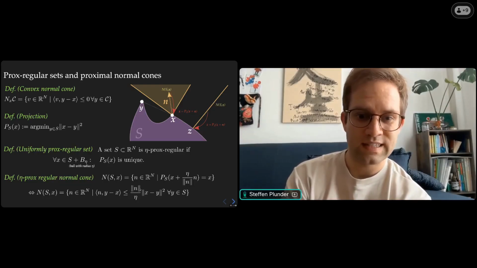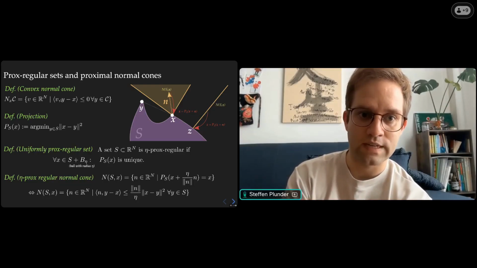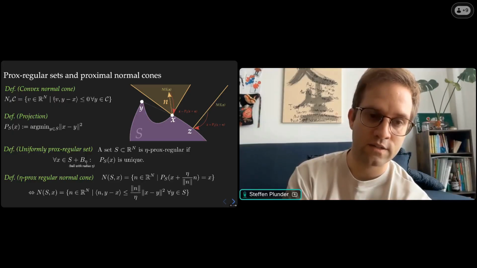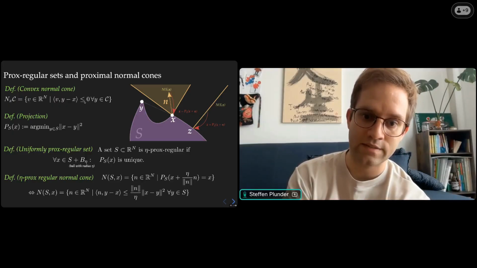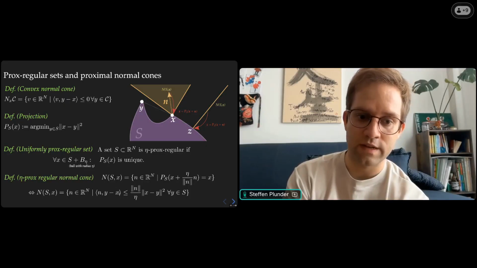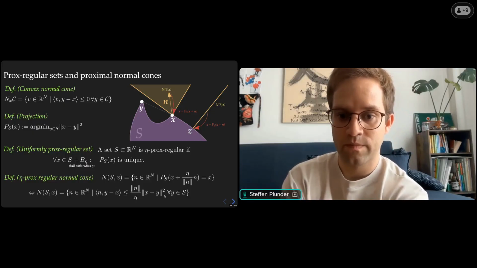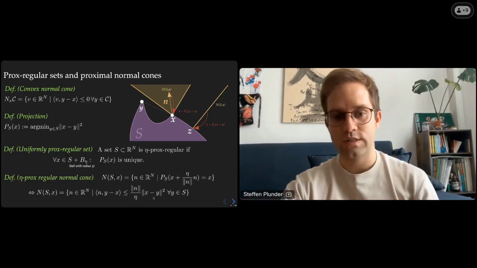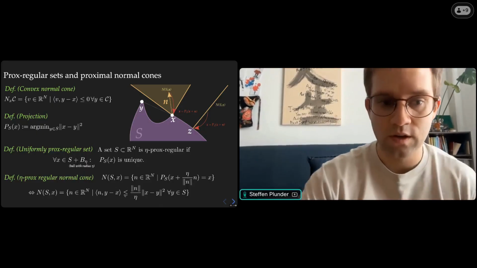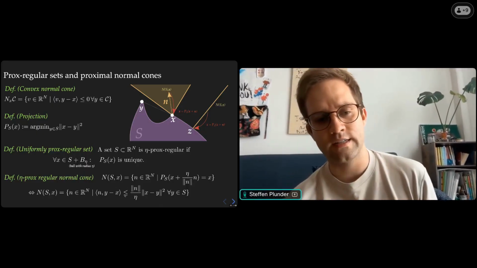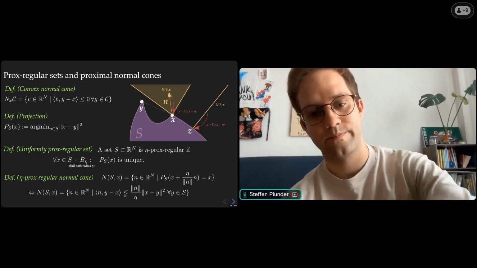And this is very closely related to the convex condition. If you look here in the convex condition, we have the scalar product that is non-positive. And here we could equivalently write this also like the scalar product is less or equal to a quadratic penalty term. This shows how this is related to convexity. Historically, this was called weak convexity.